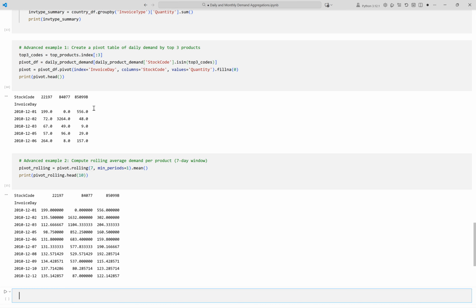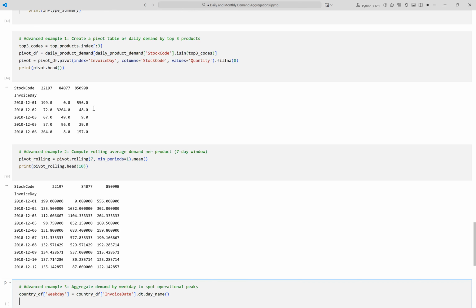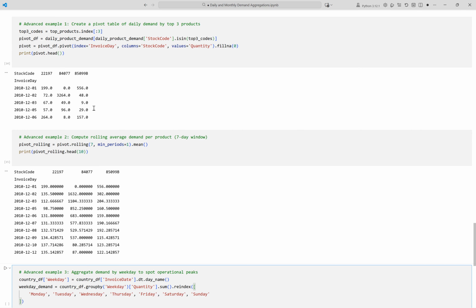You want to know if operations are busier on Mondays or Fridays. Let us see the demand split by weekday. We create a new column holding the weekday name. We sum the quantity sold for each weekday. We order weekdays from Monday to Sunday for clear reporting. We print the results. This tells you when to schedule more staff or receive deliveries.